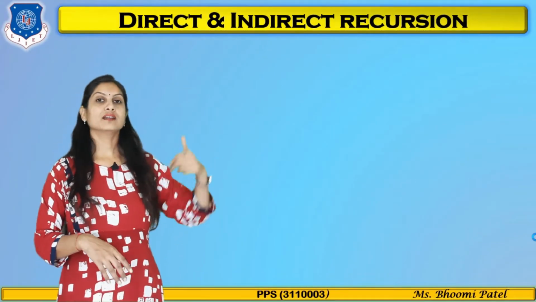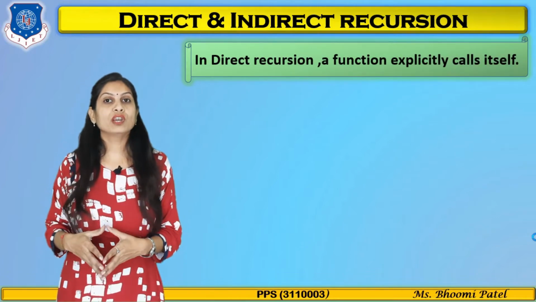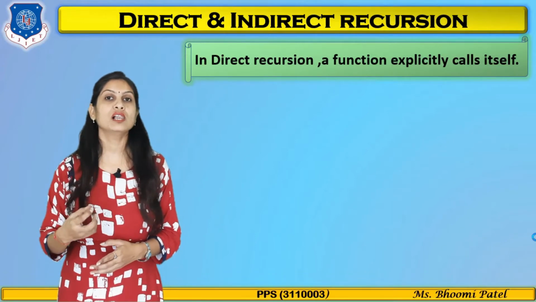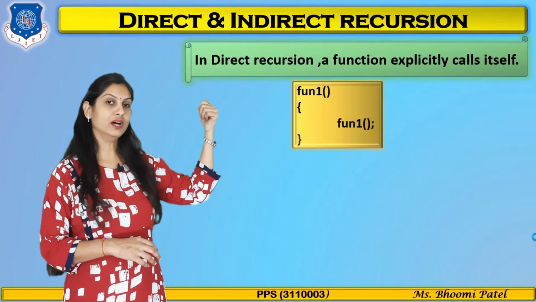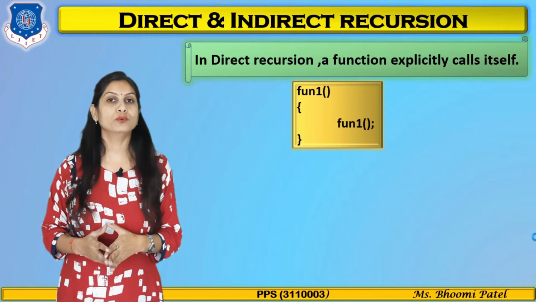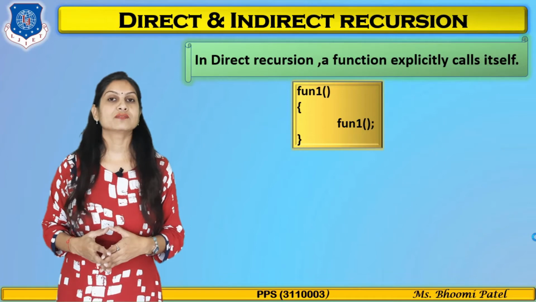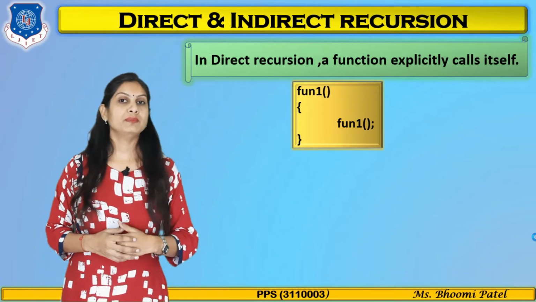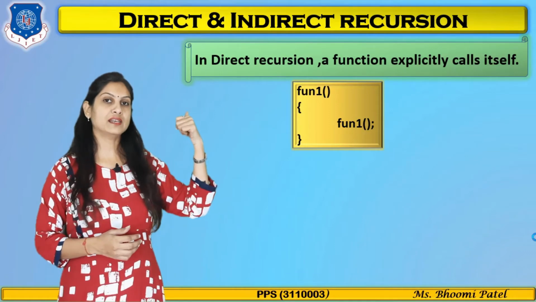In direct recursion the function explicitly calls itself, meaning the compulsory condition is that the function has to call the same function, clear? In the example we write function 1, that is the definition of one function, and inside it we put the function call itself, that is function 1. Here you can see both names of functions are the same, which indicates we are calling the same function, that is direct recursion.